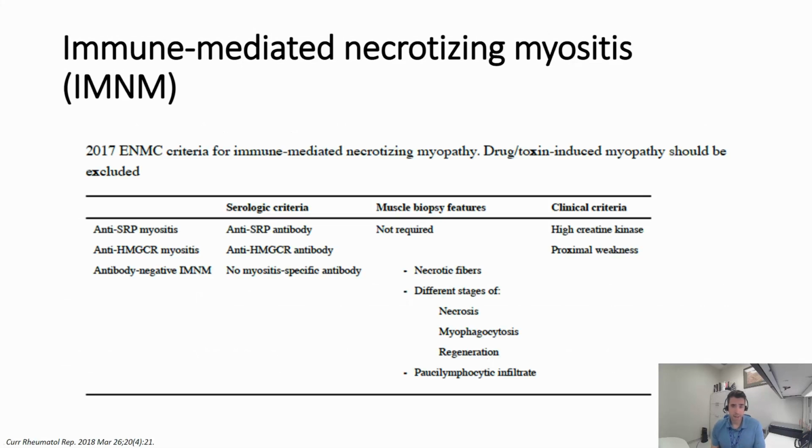Now, in immune-mediated necrotizing myositis, the 2017 ENMC criteria include anti-SRP and anti-HMG-CR detection as a serological criterion. But I'll highlight, as I've briefly mentioned, that the absence of an autoantibody does not necessarily rule out the presence of some sort of myositis.